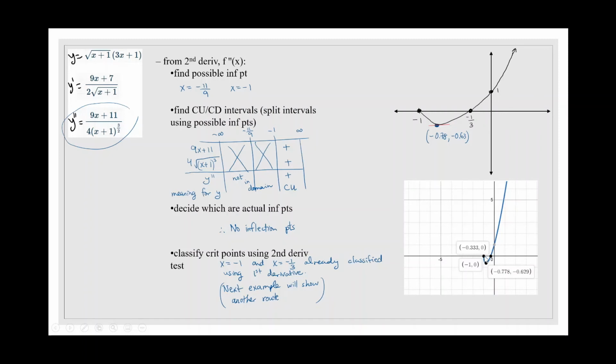And as always, what you want to do is, if you have the ability to check using technology, this is a picture from Desmos. If you type in the original graph into it, you'll see that our sketch is right on.